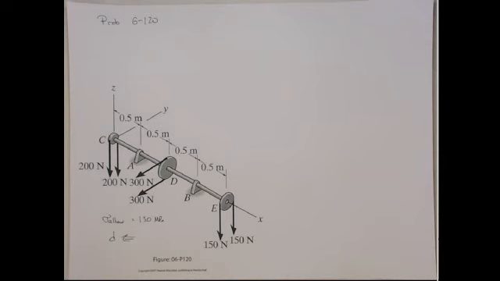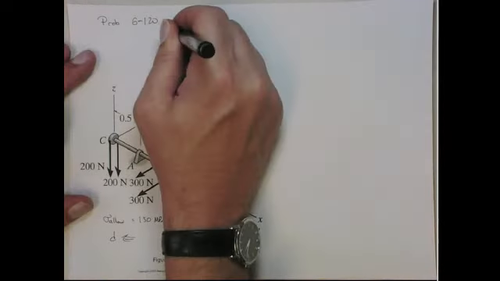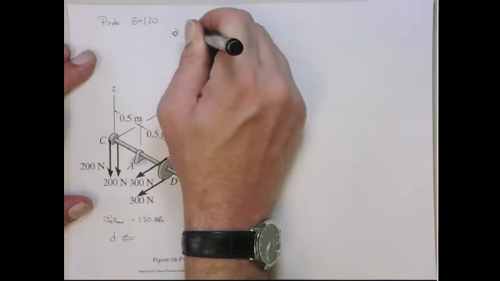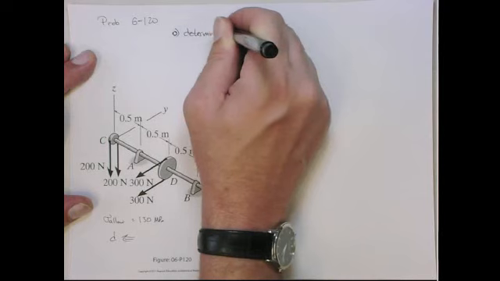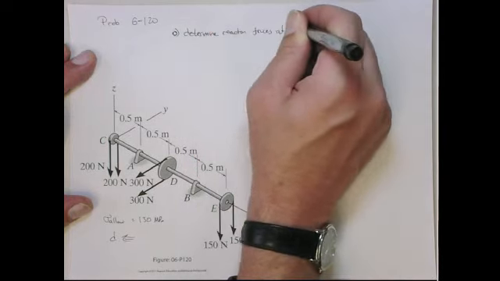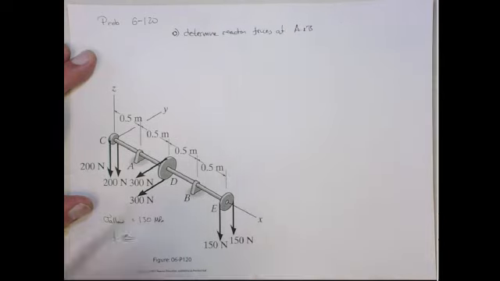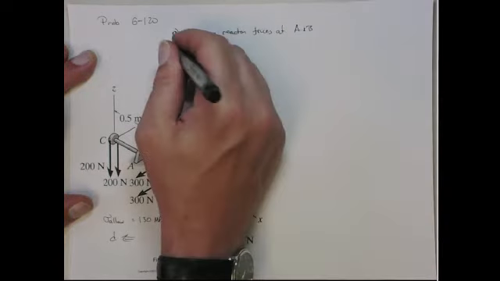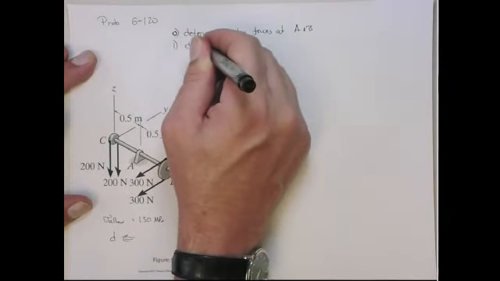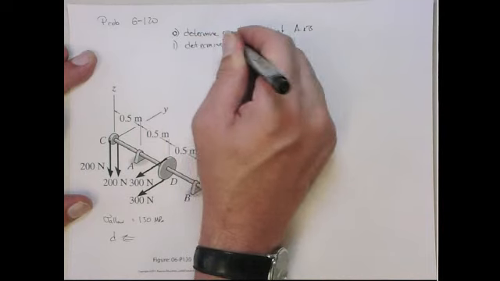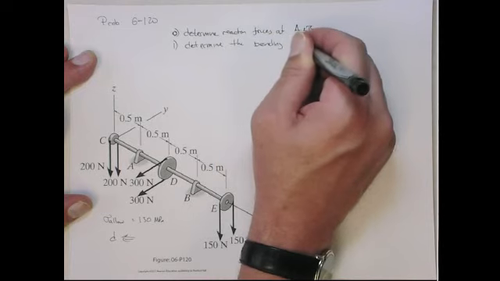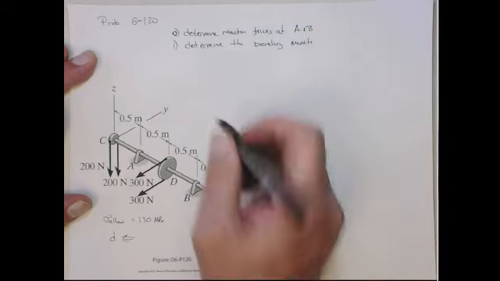So how do we go about doing this? Well, the first thing we're going to have to do is a basic statics problem. We're going to have to determine the reaction forces at A and B, because we really need those to be able to do the first step, which is then get the bending moment diagrams.